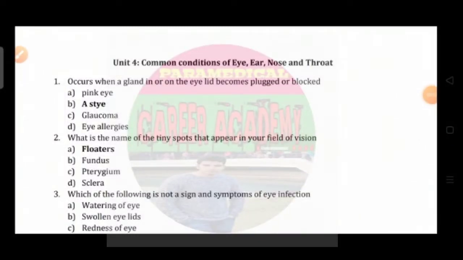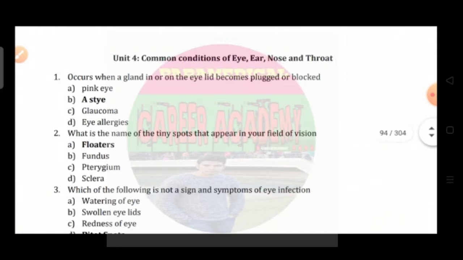Today I am going to continue with the 5000 MCQ series of CHO examination. Actually, these questions are also helpful for the sanitary inspector examination. So let's begin with Unit 4, that is common conditions of eyes, ears, nose and throat.